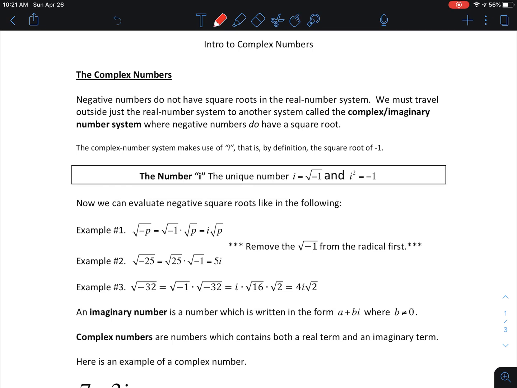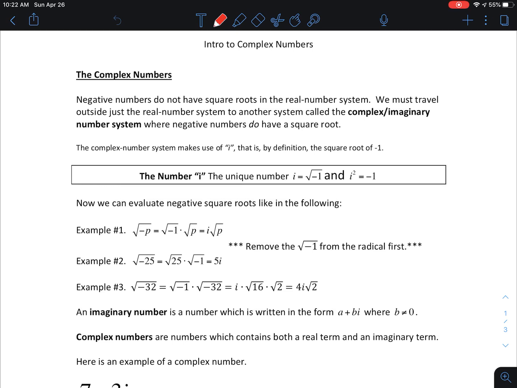Let me just start out by saying that up until now, we have been working in something called the real number system. These are all the numbers that you have ever worked with in your entire life. From the moment you knew about numbers and you could count on your fingers and toes, up to this point, you have always been working in a system of numbers called the real number system.